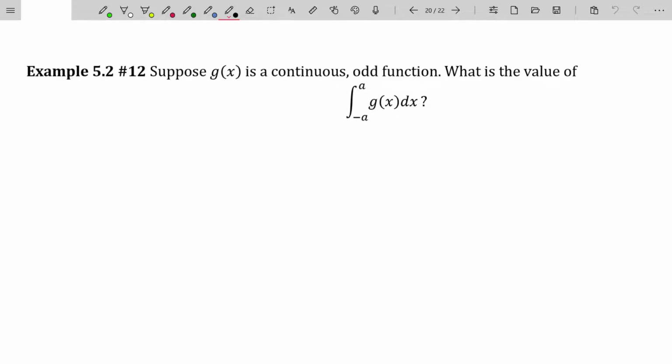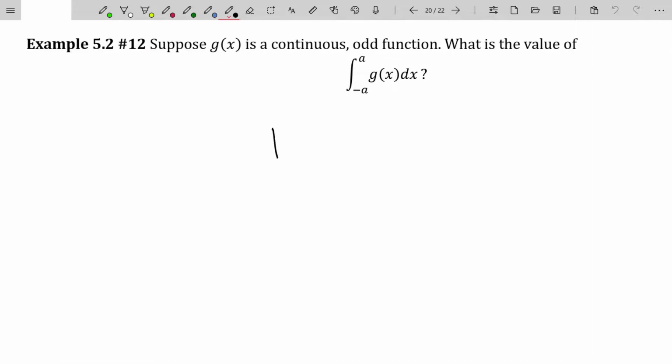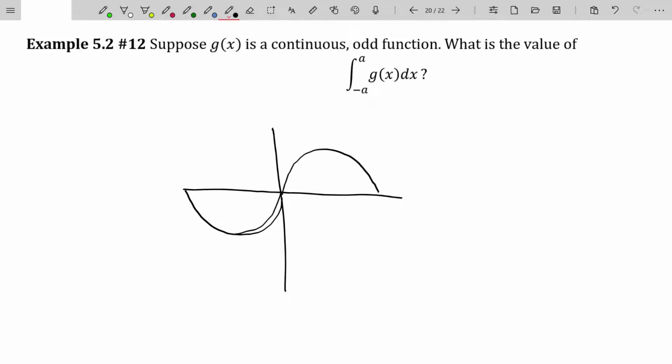Now, I mentioned something about symmetry. Symmetry is your friend, and here is a perfect example. Suppose that you're given an odd function, which is continuous. Just graph any old odd function, for example, a sine curve. The sine is an odd function, so there you go. It's symmetric about the origin.